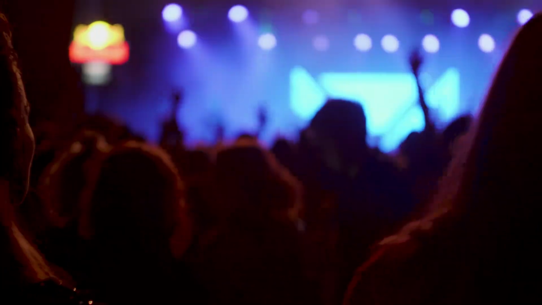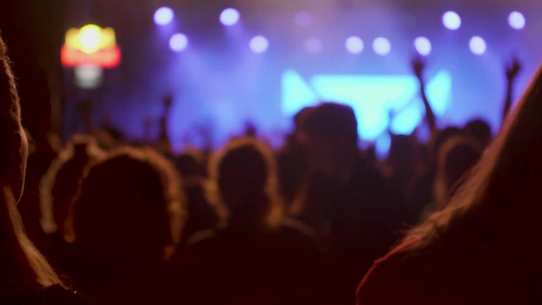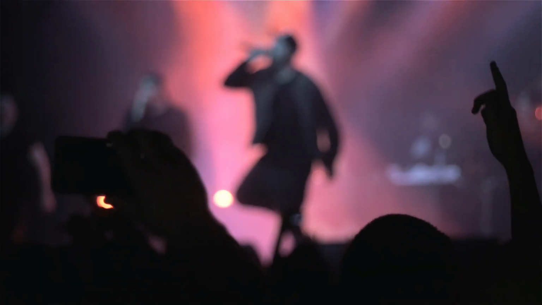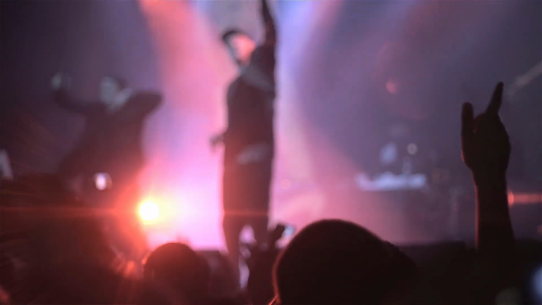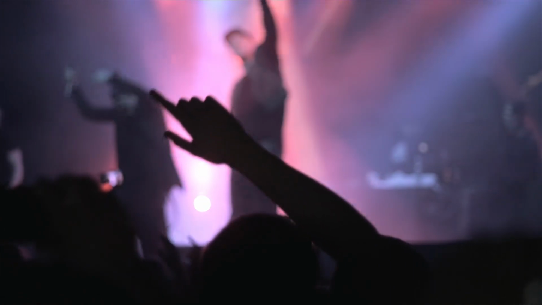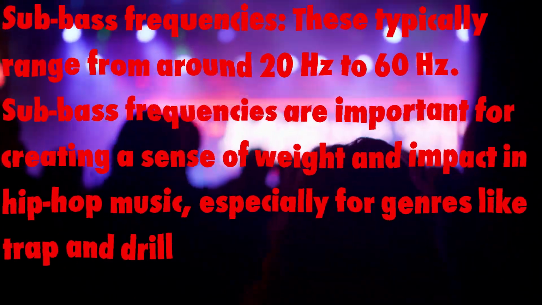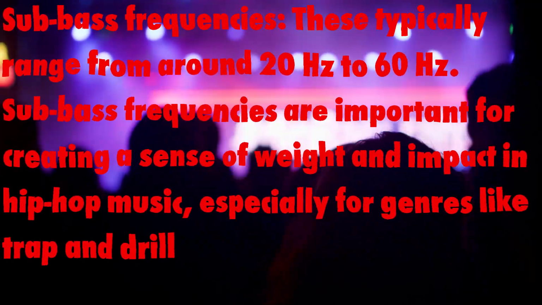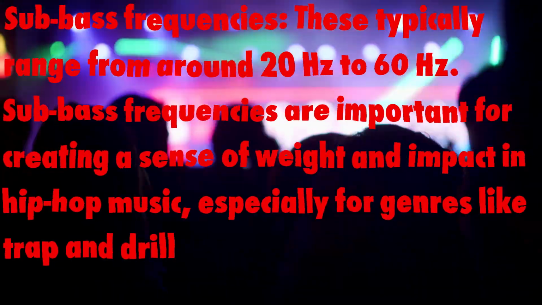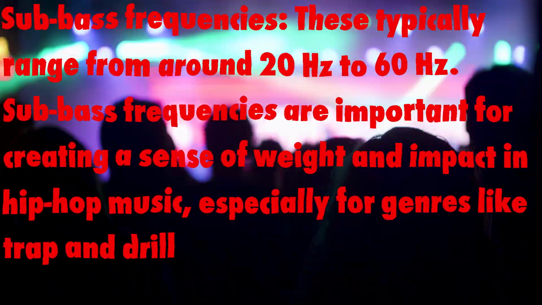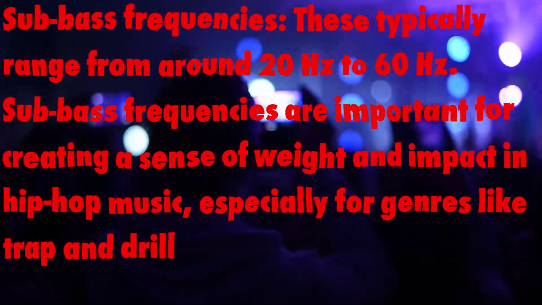The frequency ranges for mastering hip-hop music can also vary depending on the style and sound of the music, as well as personal preference. However, here are some general guidelines. Sub-bass frequencies. These typically range from around 20 Hz to 60 Hz. Sub-bass frequencies are important for creating a sense of weight and impact in hip-hop music, especially for genres like trap and drill.